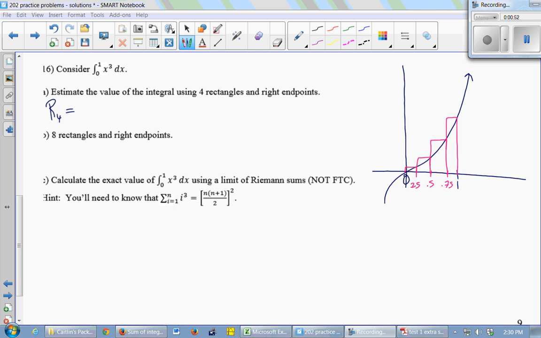So each rectangle has a width of 0.25. So I'm just going to pull that right out, 0.25. And then the height of the rectangles, my first rectangle, its height is 0.25 cubed, because that's how I get the function value, by plugging 0.25 into the function x cubed. Okay, and then my next function value that gives me a height of a rectangle is 0.5 cubed. And my next one's 0.75 cubed. And the last rectangle has a height of 1 cubed. Okay, so that's just a plug into the calculator kind of thing, and we get 0.390625.